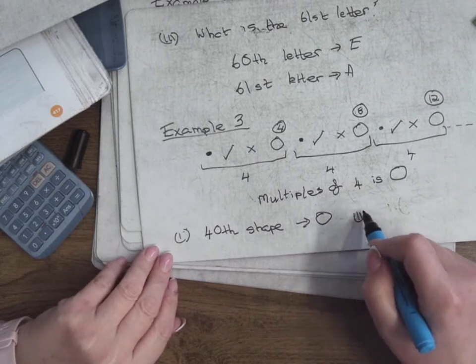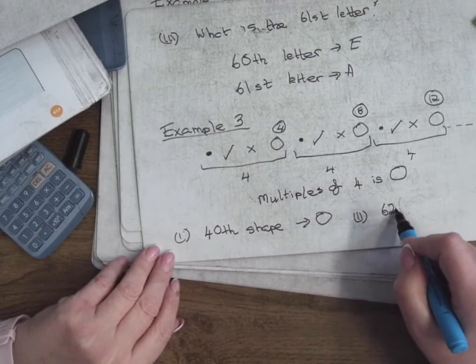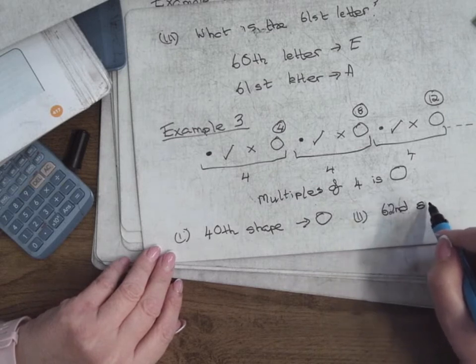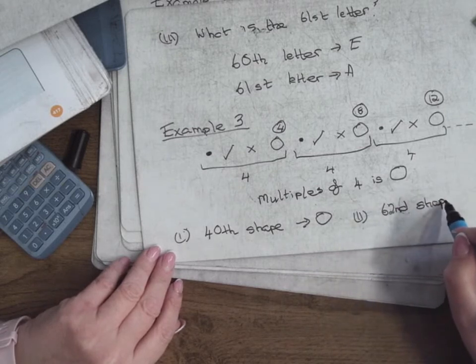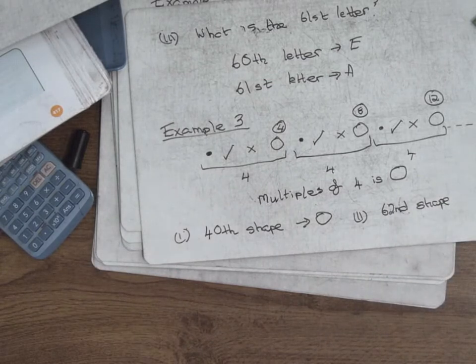Okay, number 2, I'm going to ask for the 62nd shape. Now, is 62 a multiple of 4? You might not be sure. What have you got in your hand, a calculator, so you can check it out. 62 divided by 4. See, do you get a whole number? Right? Okay, you don't. So I can definitely say that the 62nd shape is not a circle. Because it's not a multiple of 4. So you need to find a multiple of 4 around it.